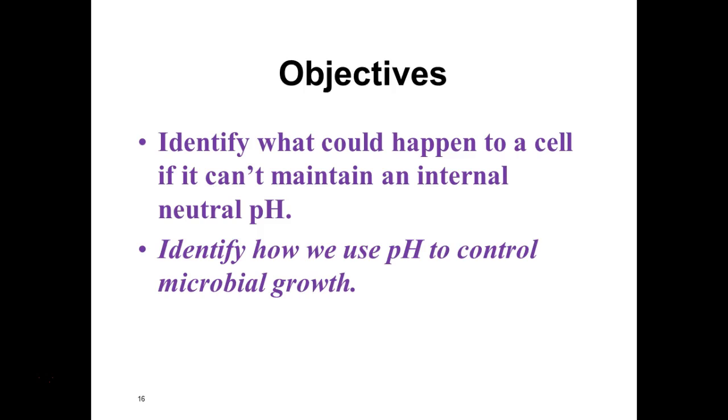So what can happen to a cell if it can't maintain internal neutral pH? It's going to die. So how do we use pH to control microbial growth? What's a common pH changer that we use? Bleach, right? That's alkaline. We even use it in food preservation.